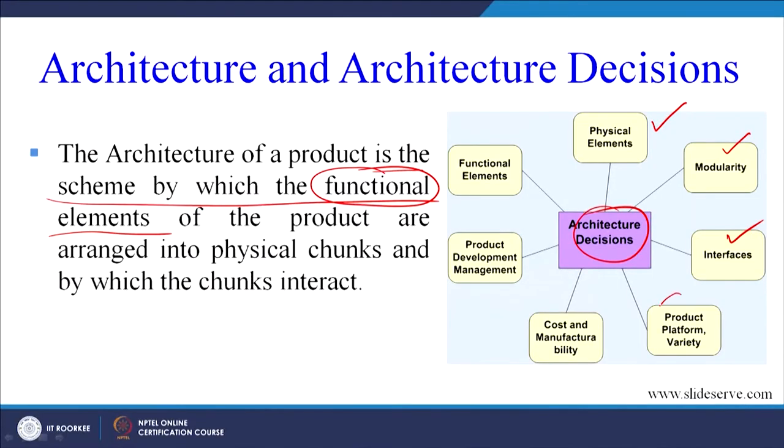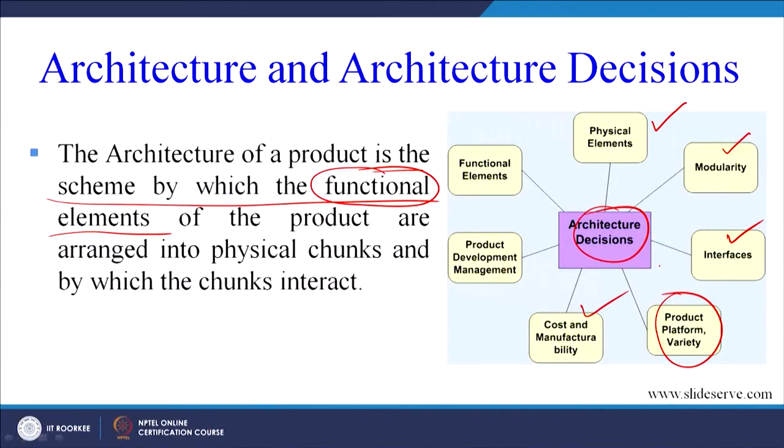Then the product platform or variety: what is the product variety that we wish to offer to our customer. Many times you will see a single product has 5 variants or 3 variants. So in one of the variants, 2 of the chunks may be missing, and in another variant all 5 chunks or all 5 modules may be present. So that is basically the product variety which we have to decide when we are fixing up the product architecture.